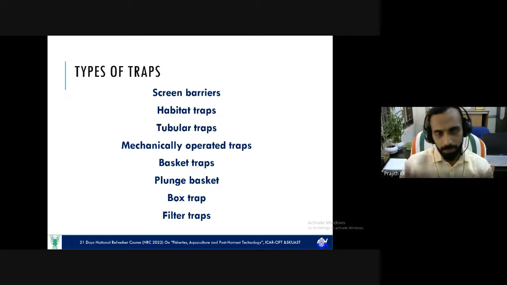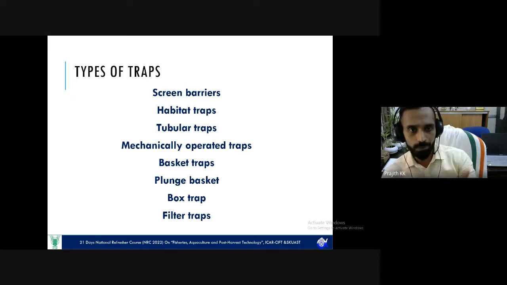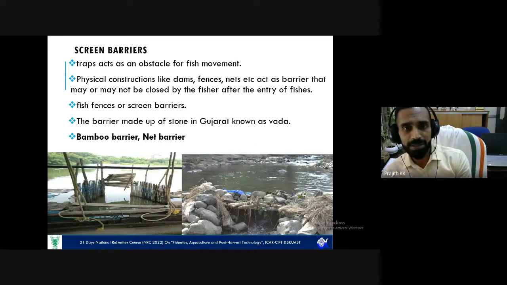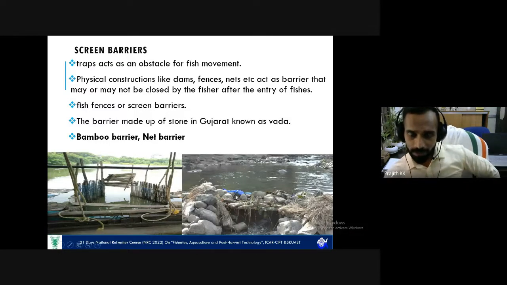So coming to the types of traps, we can see different types of trap. I will quickly go through what all the types of traps are operating in Indian waters, in the inland and the marine sector. First is the screen barrier. You can see here in a river, a fence-like structure constructed with stones and wood. Here the trap acts as an obstacle for the fish movement.